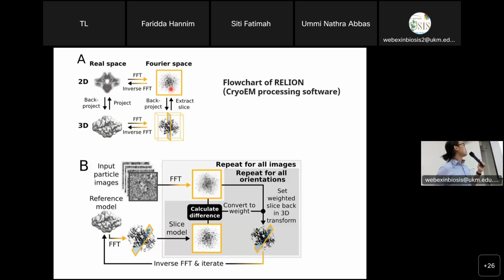The theory here is that the image you get, when you do a Fourier transform, is similar to the intercept of a 3D image. When you do a 3D Fourier transform, it's a slice of it. So basically, the Fourier transform of this 2D image view is equivalent to the middle section of these proteins in Fourier space.